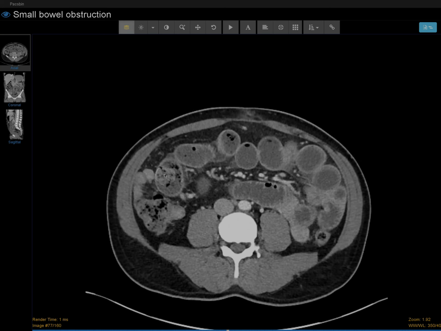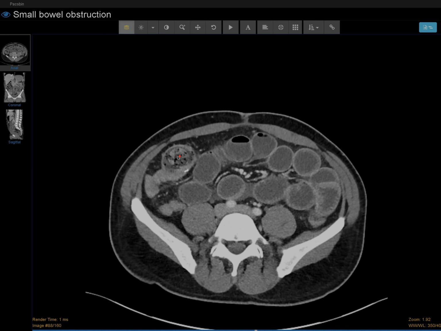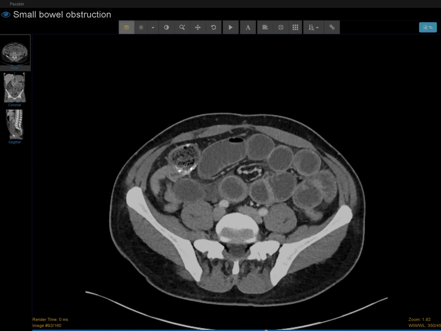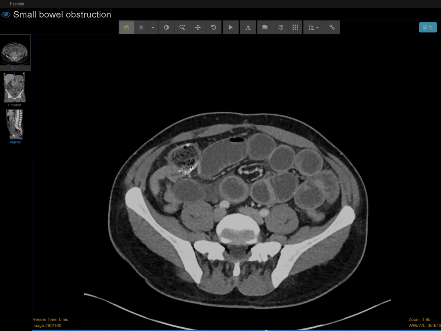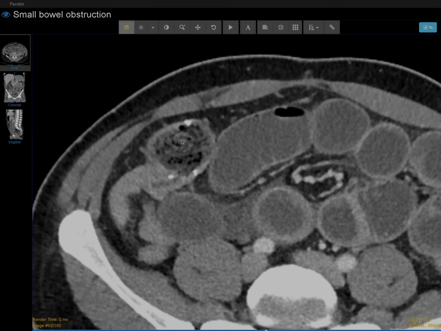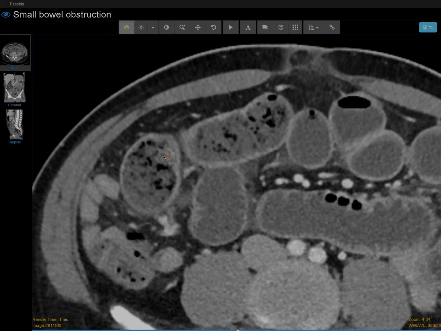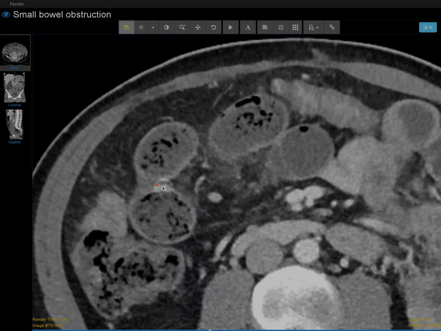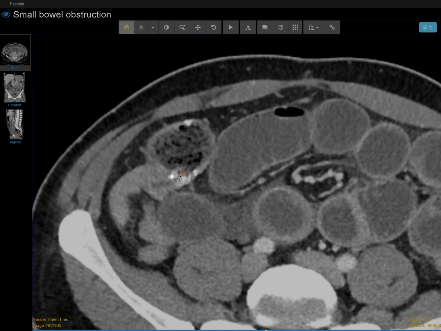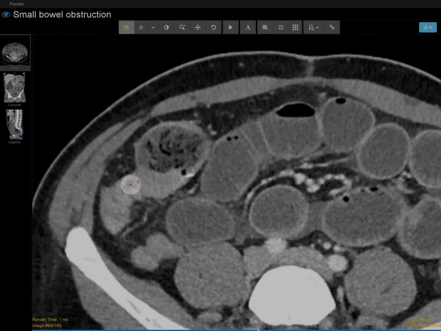So let me go down more, down here, and I do see that the bowel from here continues out in this way, and right from this suture material, proximal to the suture material, there's abnormal dilatation of the bowel loops. Distal to the suture material, the bowel is normal in caliber.